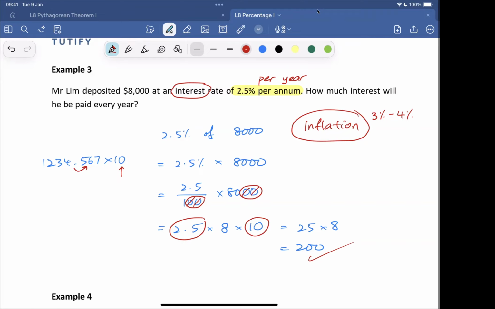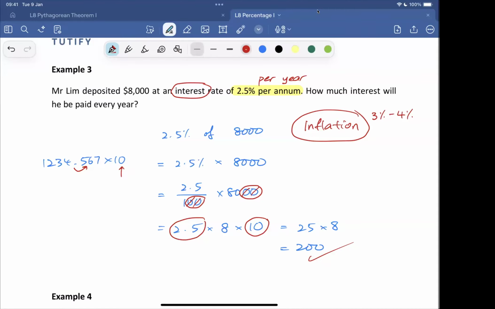If you invest in the stock market, usually if you choose the correct company, perhaps you can get 7 to 10% every year. 7 to 10% is quite good. But if somebody comes up to you and tells you, hey, give me your money, I can help you to earn 20%. Should you give him your money? No, because that is a scam.